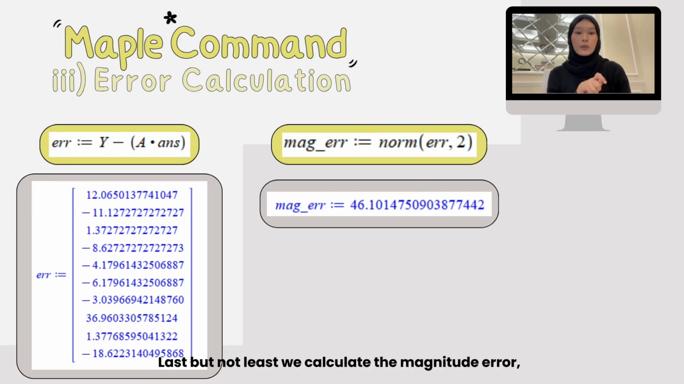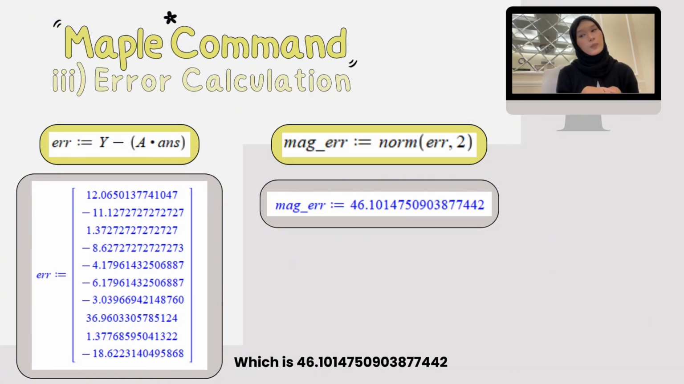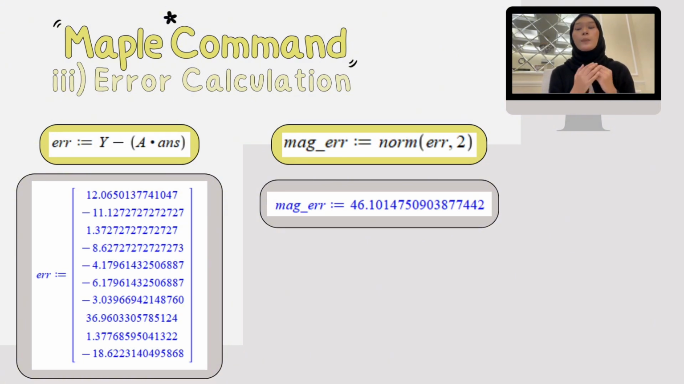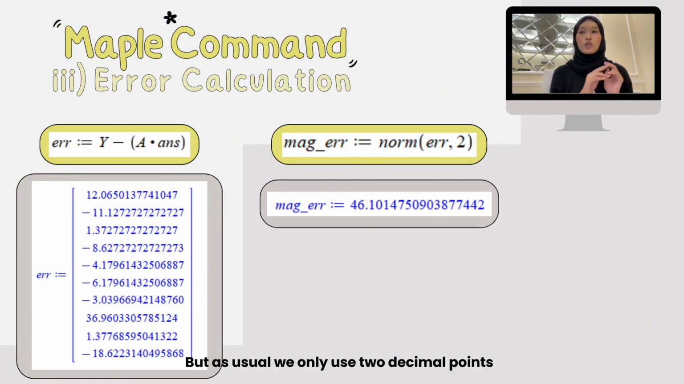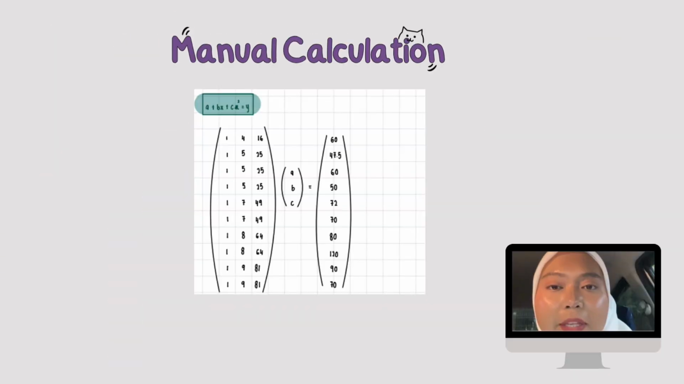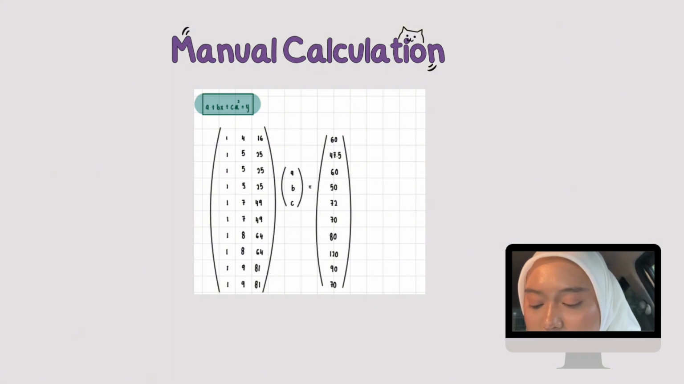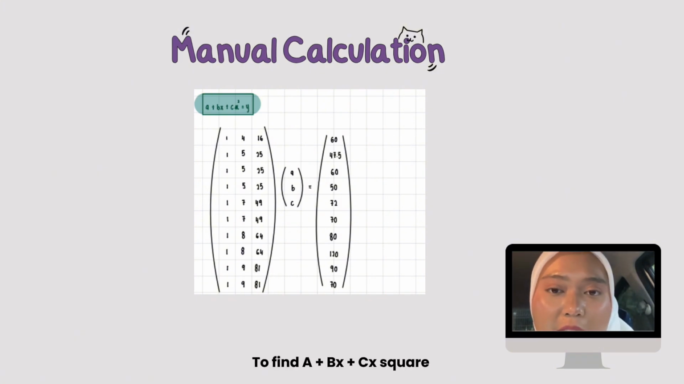Last but not least, we calculate the magnitude of the error. Just write the command and we'll get the answer, which is 46.10147503903877442. But as usual, we only use 2 decimal points, which is 46.10. So next, we move to manual calculation to find a plus bx plus cx squared.